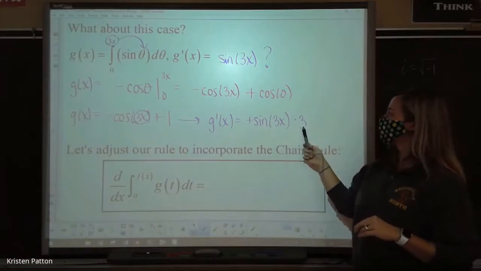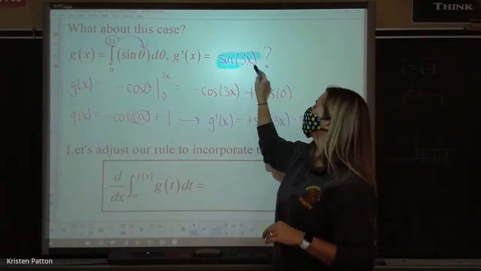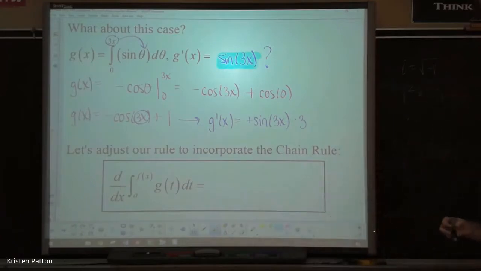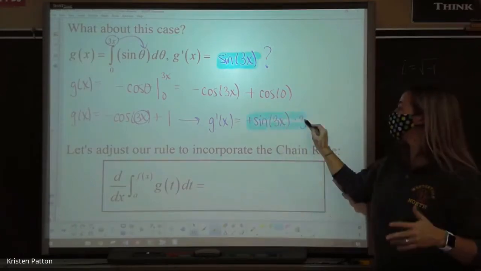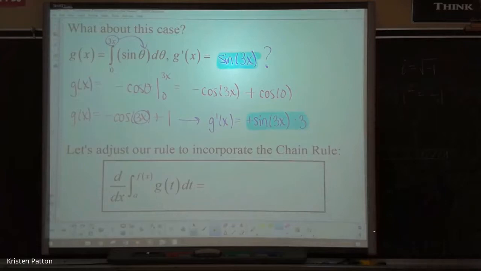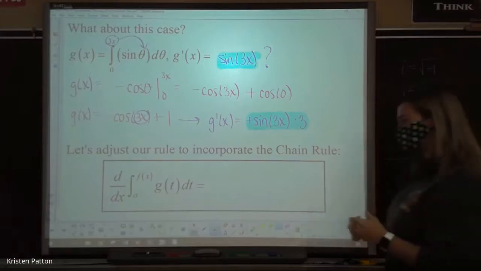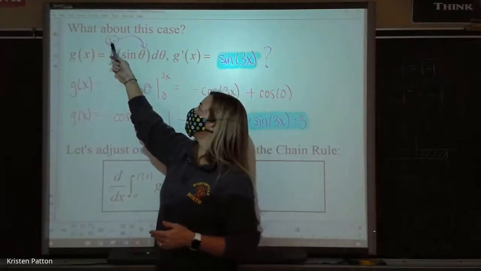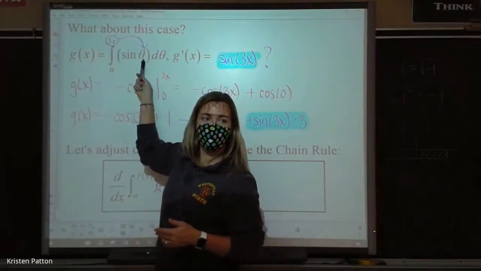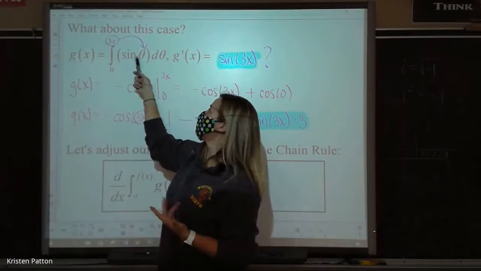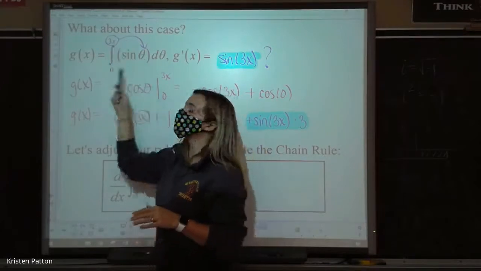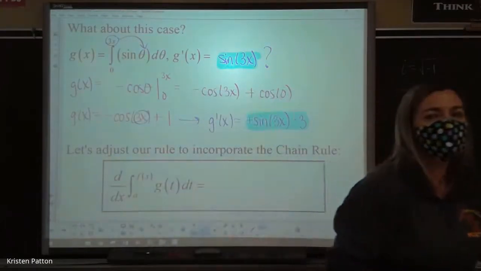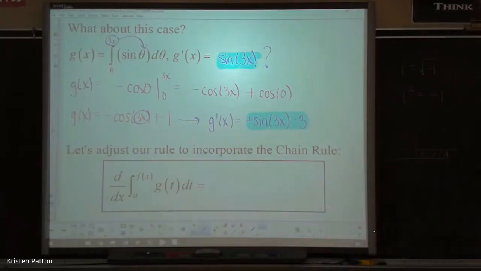Times 3. We thought, based on the rule we wrote down, the answer should just be the sine of 3x. But when we did it the long way, we have an extra 3. Why? Because of the chain rule. The chain rule says multiply by 3. But why do we have the chain rule? Because we plugged this in to our function. It was just the sine of theta, but as soon as we plugged in something other than x, a 3x, that forced us to use the chain rule when we were taking the derivative.